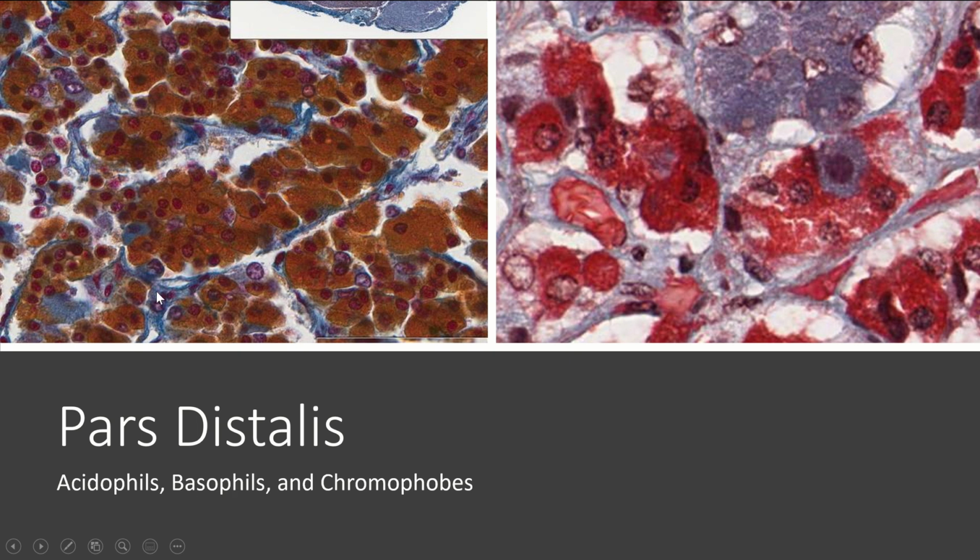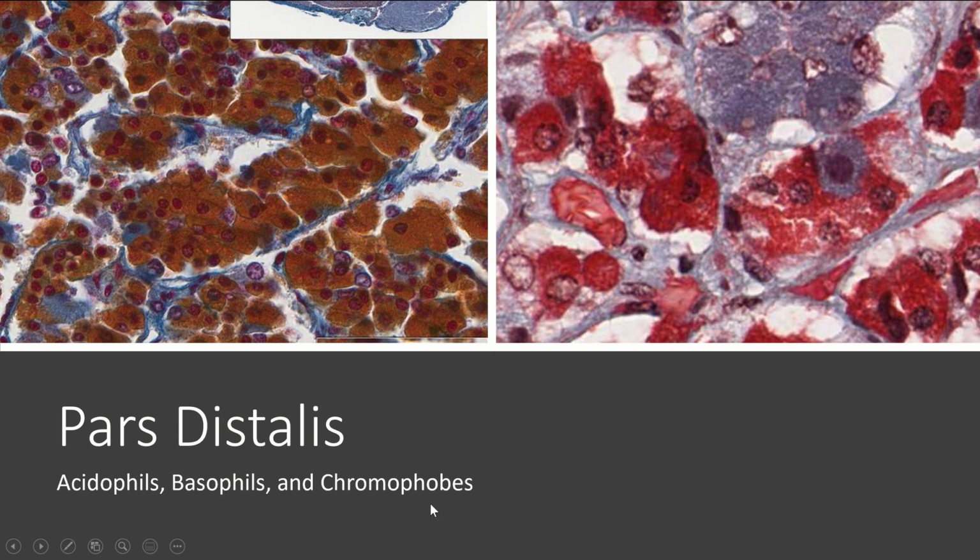Your basophils are going to be the more blue staining basic ones. So that's right here, right? A bunch of basophils that we see. And remember, those are going to be the ones that control a lot of the other endocrine glands, right? So your ACTH, your FSH, your TSH, all the hormones that stimulate other glands to make their hormones, okay?